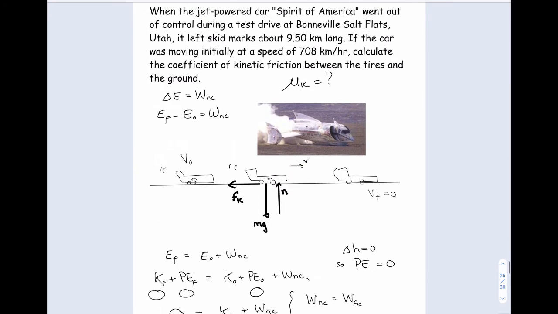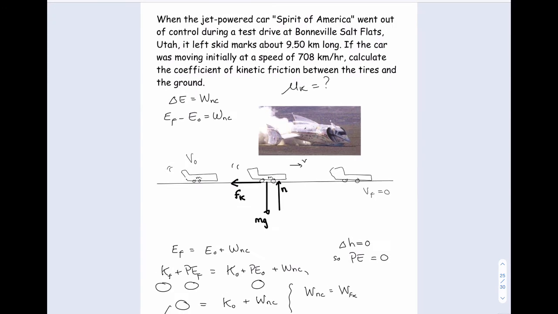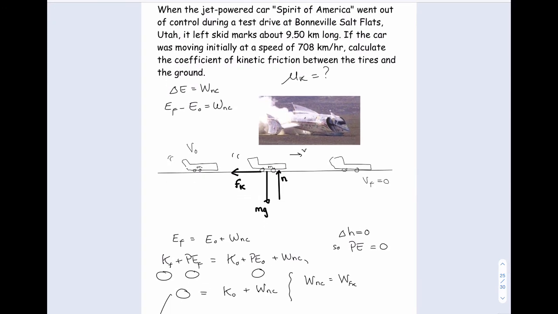Now this one we did in the force chapter. This was the jet car. It left skid marks for about, I think, 6 miles. I knew the initial speed, and I want to find the coefficient of kinetic friction between the tires and the ground. And I said, for all practical purposes, let's simplify this and say that the tires are locked and it's just skidding. So it's skidding this whole distance.